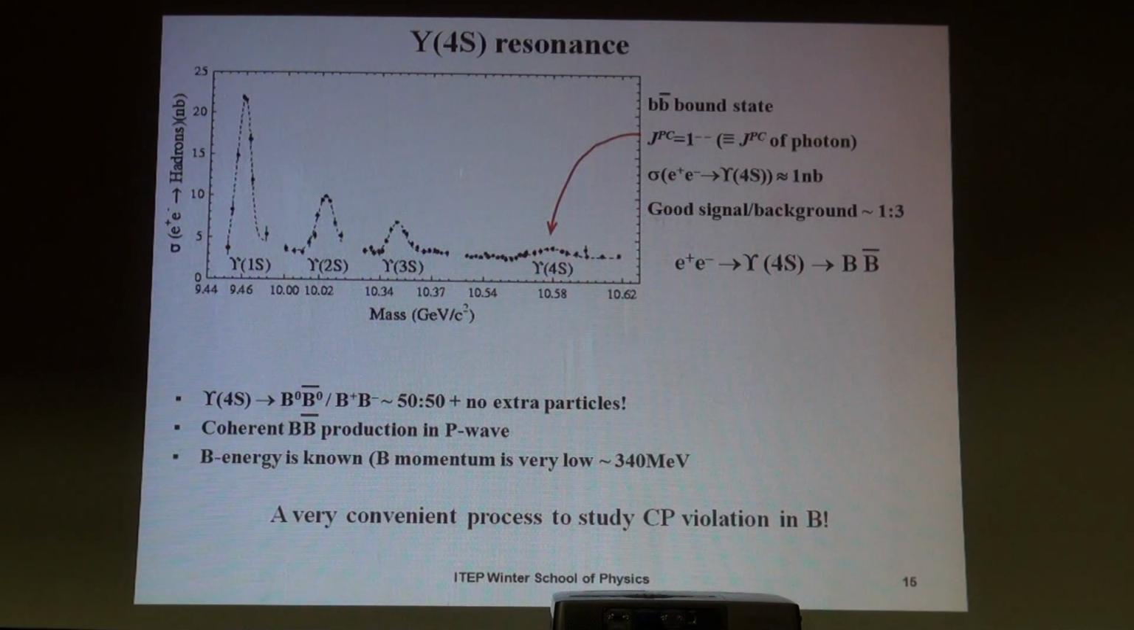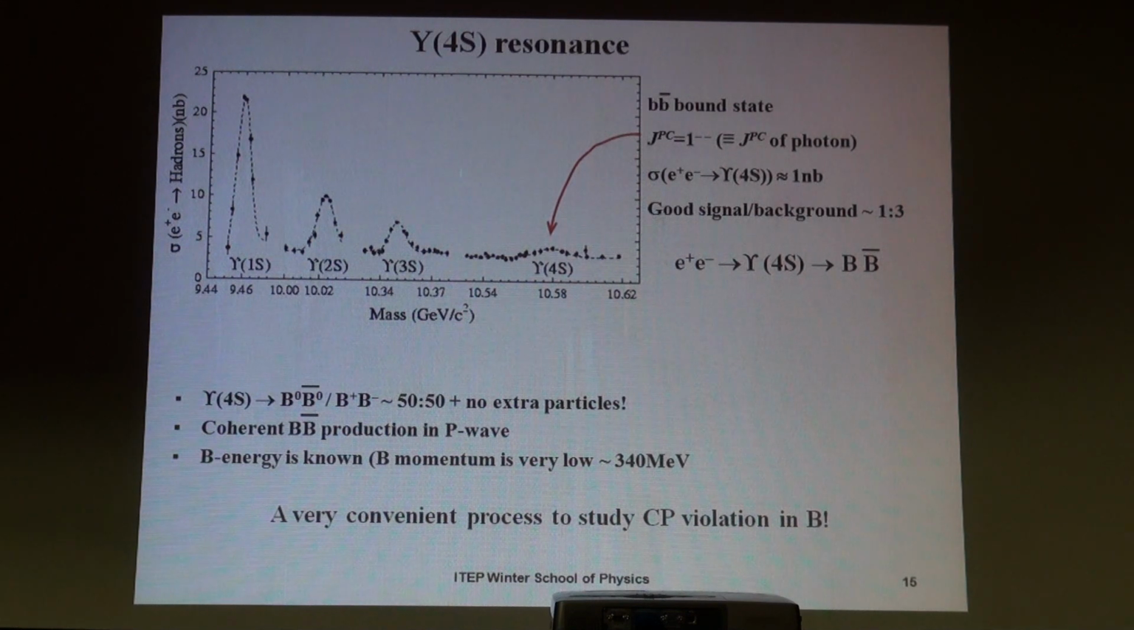Okay, so the best way to study B mesons, as I told, is to produce them from the Upsilon 4S resonance, which has the quantum numbers of a photon, which means that it can be produced in e+ e- annihilation. Its mass is exactly at the threshold of B-B bar production. That's why it is wider than other states, since it decays to B-B bar pairs. It decays to neutral B0 pairs and charged pairs approximately 1:1. An important thing is that the two B mesons are produced in a P wave, which means that we have to consider some quantum states of the two B mesons here.